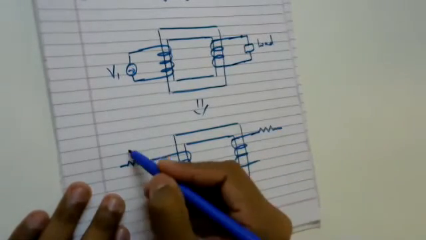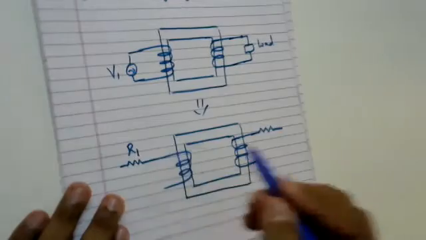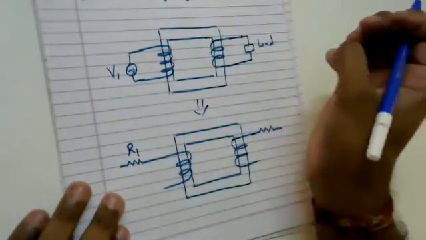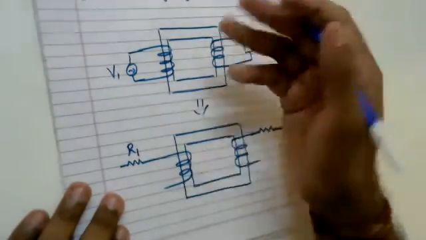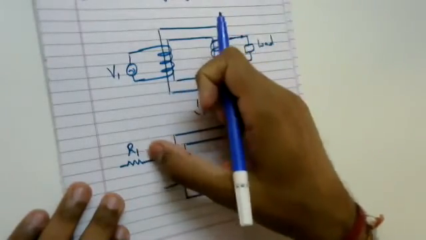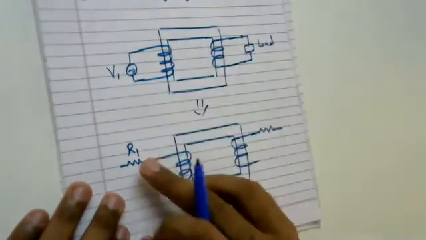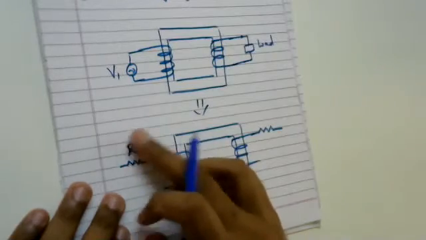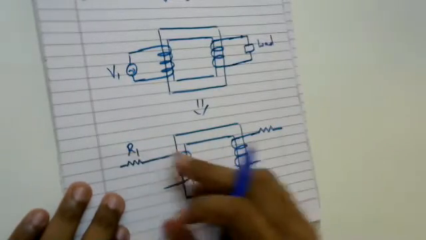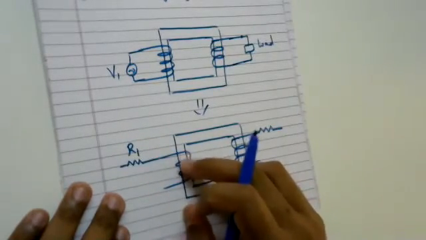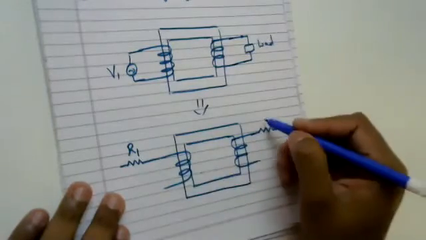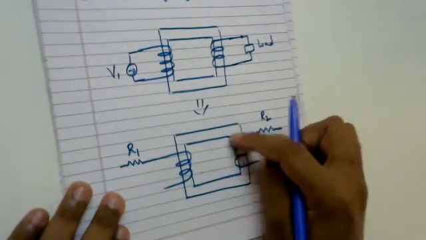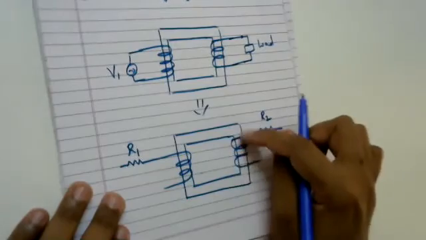So this R1, we show it with a capital R only. However, we know that whenever it is internal resistance, you have to show it by small r. But it's a trend or tendency to denote it by capital R1. So you should not feel that I am connecting some external resistance. No. This R1 is indicating the internal resistance of this winding. Similarly, this R2 is indicating the internal resistance of the secondary winding.